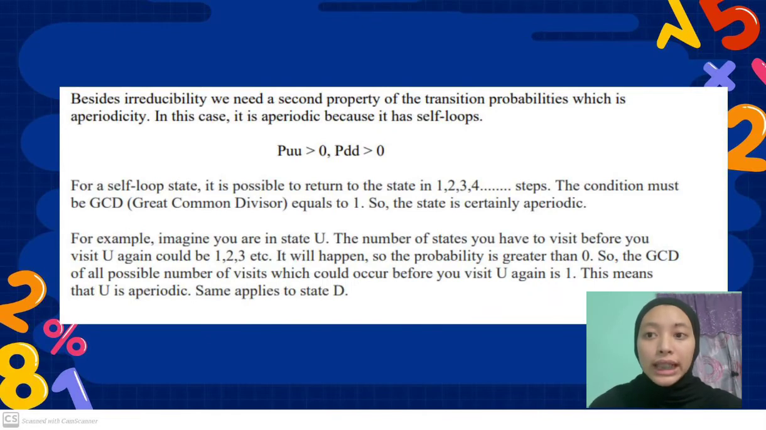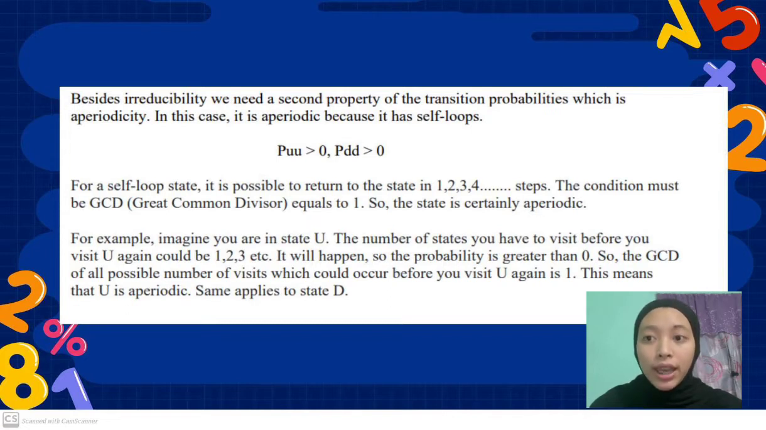Besides irreducibility, we need a second property of the transition probabilities, which is aperiodicity. In this case, it is aperiodic because it has a self-loop. For a self-loop state, it is possible to return to the state in 1, 2, 3, 4 steps. The condition is that the GCD, the greatest common divisor, equals 1, so the state is certainly aperiodic.